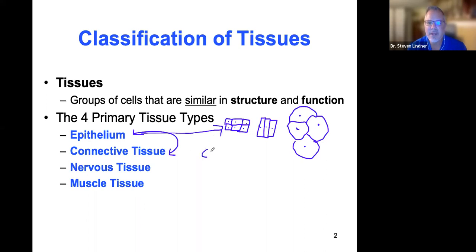Connective tissue is when we have a cell here, another cell here, another cell here, and there's lots of extracellular proteins and substances between them. That's connective tissue. So when the cells are closely packed together under a microscope, we're going to classify it as epithelium. And when it is made up of cells that are further apart like these, that's connective tissue. That's a big difference.